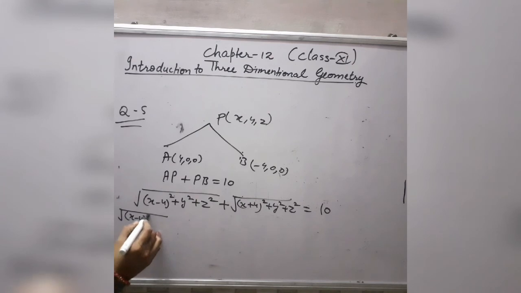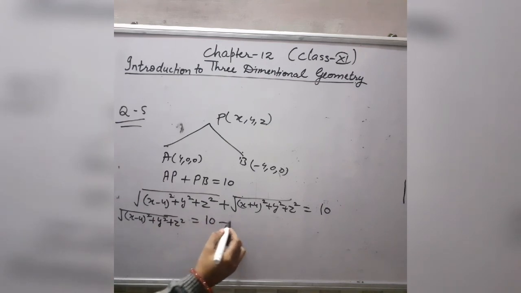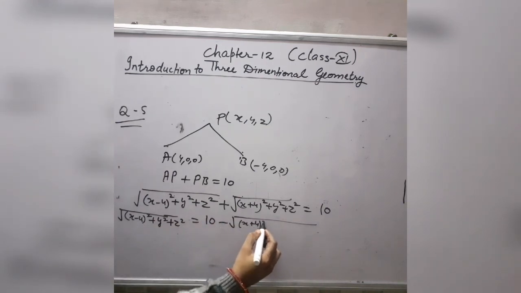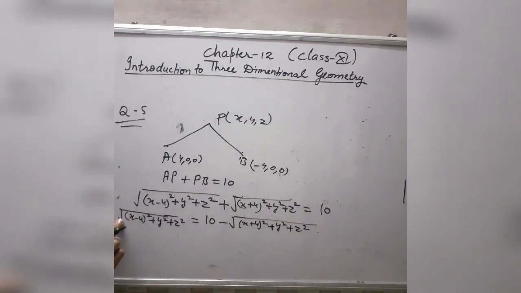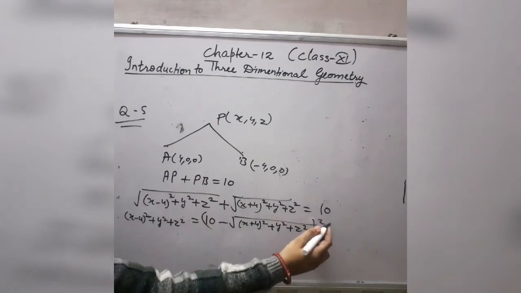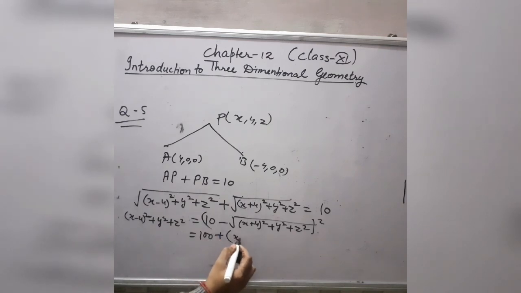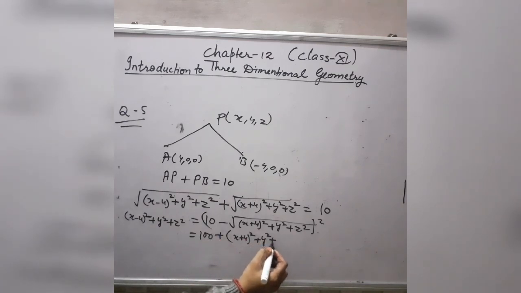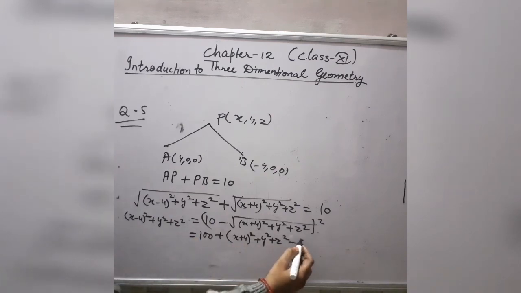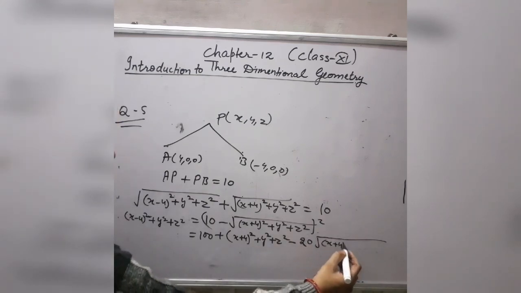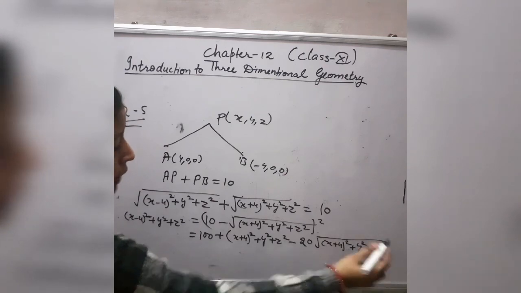See here how you will simplify it. Root of (x plus 4) square plus y square plus z square is equal to 10 minus root of (x minus 4) whole square plus y square plus z square. Now taking square on both sides, the square is cancelled with the root. In this case you will take the whole square, so using the (a minus b) whole square identity, this is equal to a square plus b square minus 2ab. So (x plus 4) whole square plus y square plus z square is equal to 100 plus (x minus 4) whole square plus y square plus z square, minus 2 into 10, that is 20, into root of (x minus 4) square plus y square plus z square.